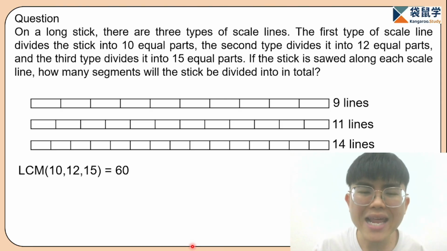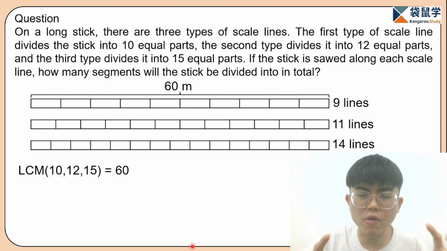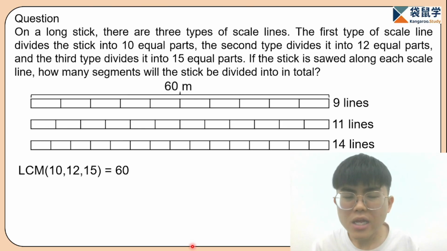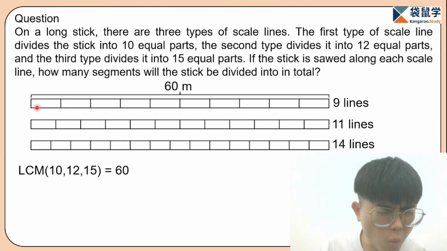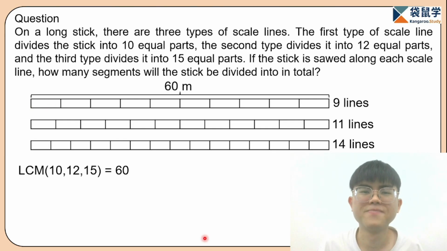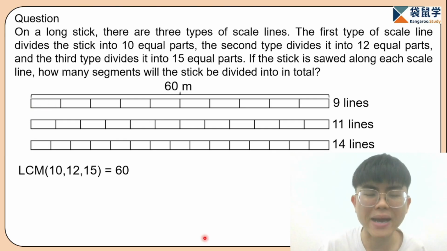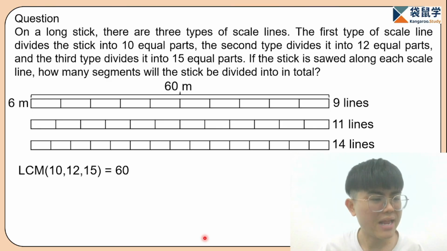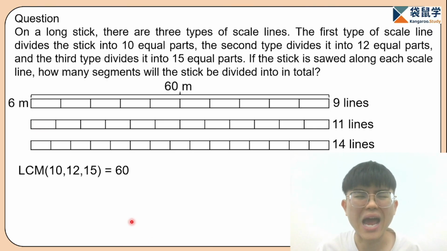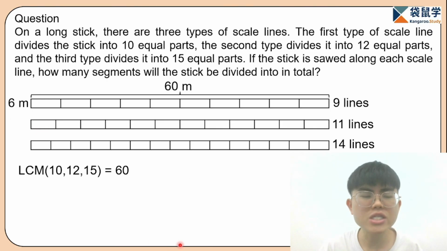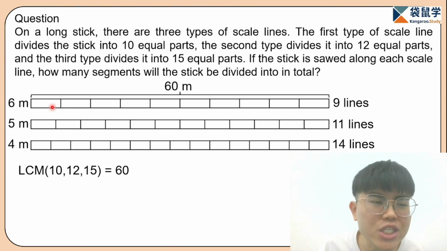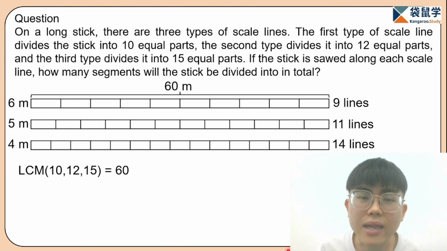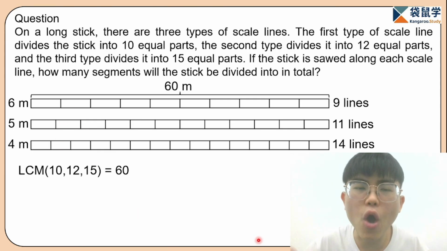Okay, so now let's give this long stick a total of 60 meters. Now everyone, if this long stick is 60 meters, for the first type, what is the length of one part? It will just be 60 divided by 10, 6 meters. And how about the second one? We divide by 12, which is 5 meters, and the third one will be 4 meters. Now that we know the length of each of these equal parts, how do we find out the overlap?